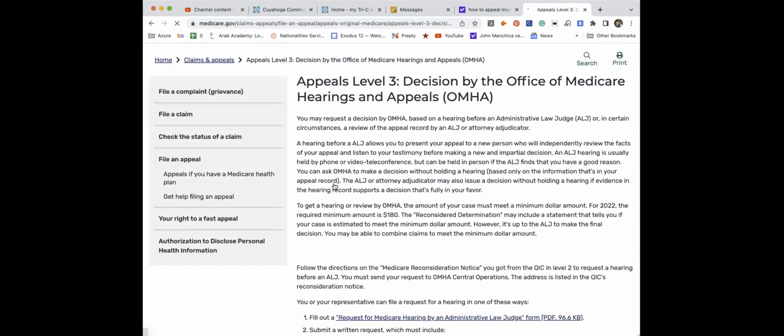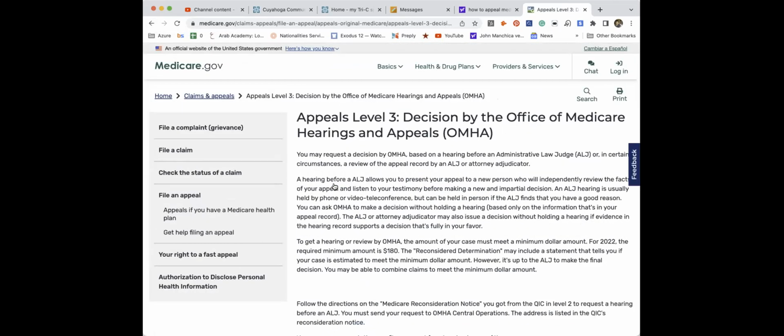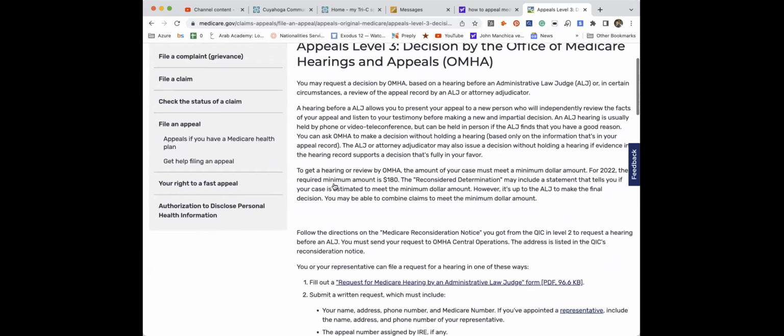Okay. Then you go to level three, which is the decision of the Office of Medicare Hearings and Appeals. You may request a decision by the Office of Medicare Hearings and Appeals that's based on a hearing before an administrative law judge, I've been through this process, or in certain circumstances, a review of the appeal record by an ALJ or an attorney adjudicator. A hearing before an ALJ allows you to present your appeal to a new person who will independently review the facts of your appeal and listen to your testimony before making a new and impartial decision.